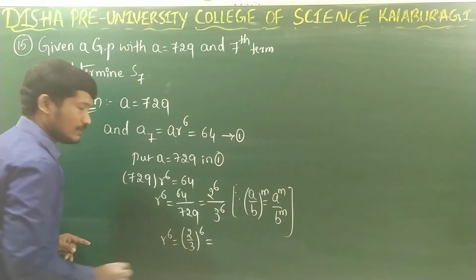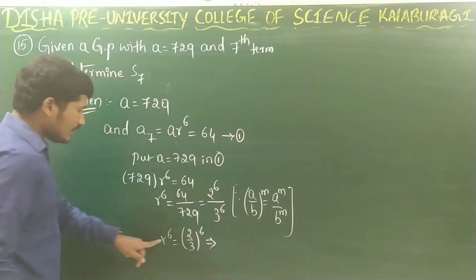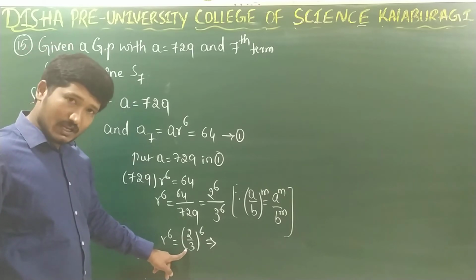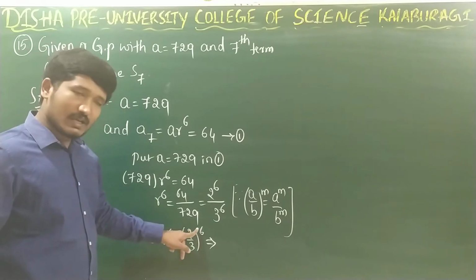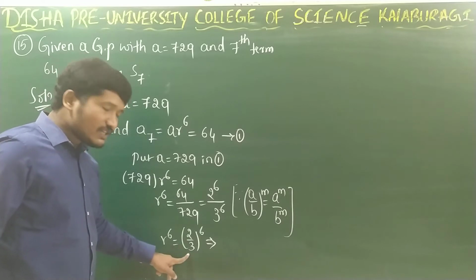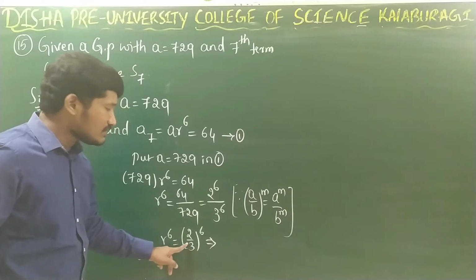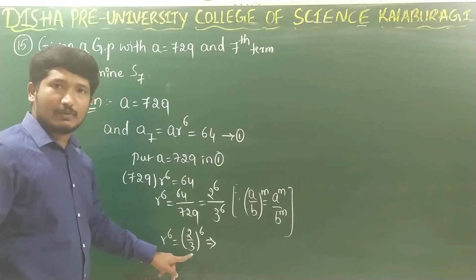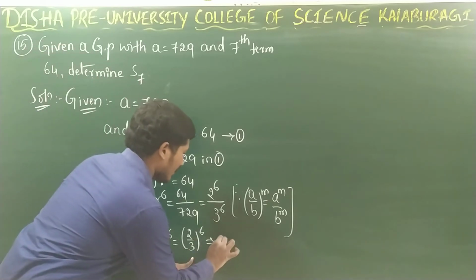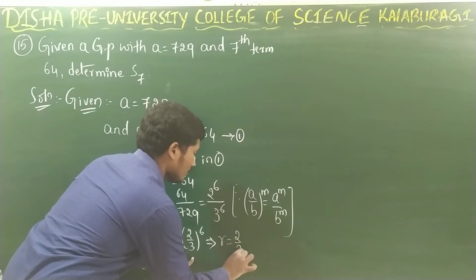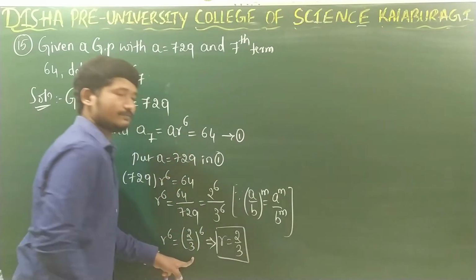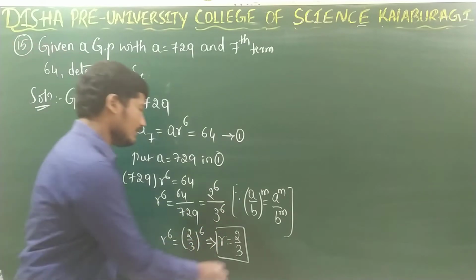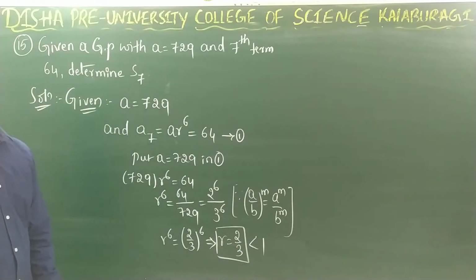Am I right? Now, compare these two terms in the LHS and RHS. Powers are equal, right? When will these two terms be equal? When the bases are also the same. So on comparing these two terms from LHS and RHS, the value of R I get is 2 divided by 3. So I hope you understood how I wrote the value for r here, right? So this is less than 1.